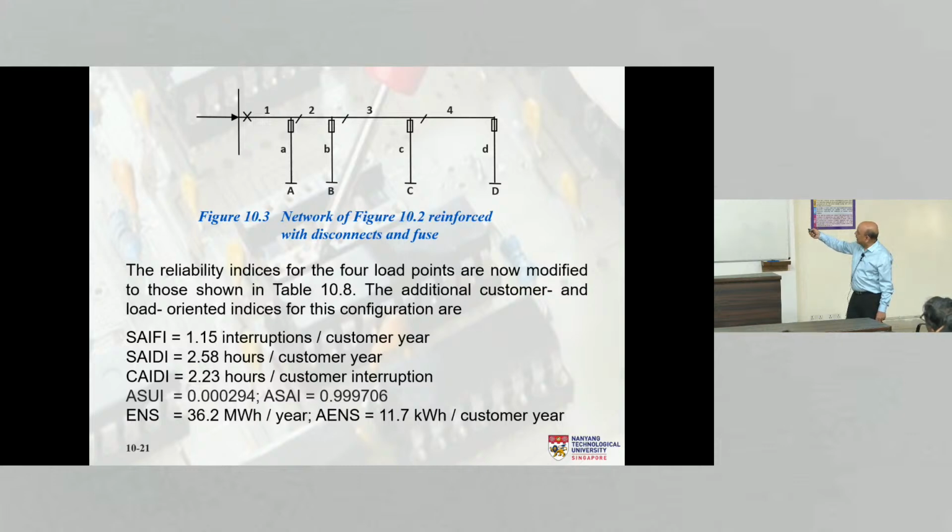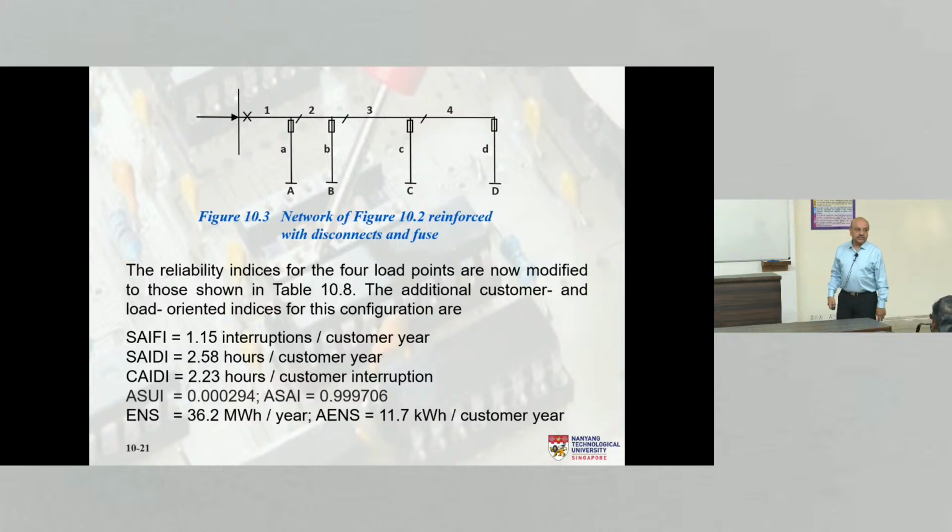Well, you can use this disconnect. The breaker will go off, of course, but while things are off, you can open this disconnect and then close the breaker so that there can be power to load point A. Are you with me? So for any fault here, I don't need to repair section 2 for load point A. I only need switching action. I need to switch the disconnect on and off. And that switching time is usually much less compared to the repair time of the component.